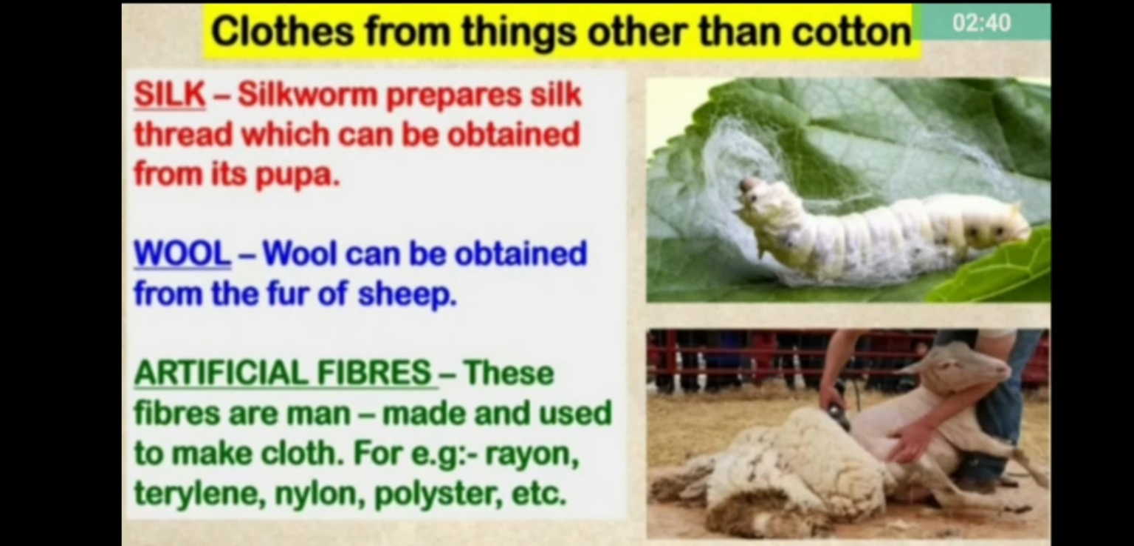The silkworm prepares silk threads, which can be obtained from its pupa. Wool can be obtained from the fur of sheep. Artificial fibers are man-made and used to make cloth, for example rayon, terylene, nylon, polyester, etc.